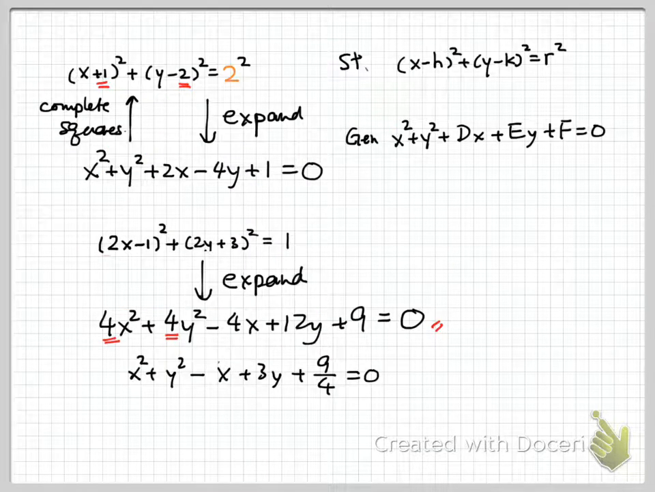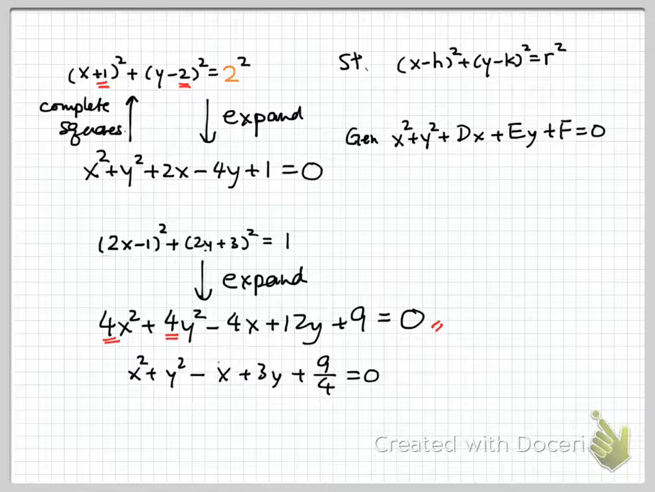So this is from the standard form to the general form. We try to do it through the expansion. Now the other way around will be through completing square. I will show you now. To do the complete square, let me copy this one.